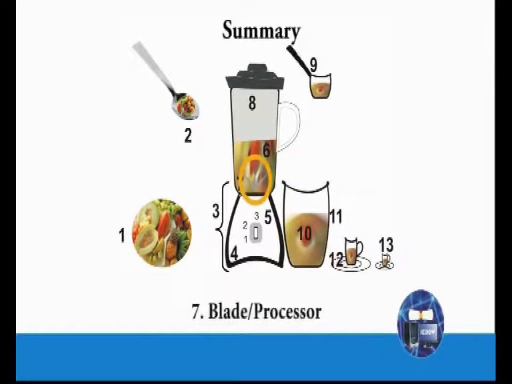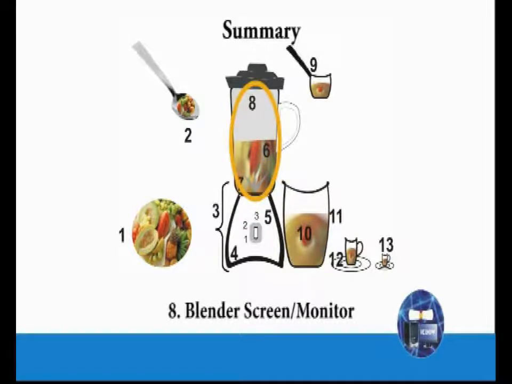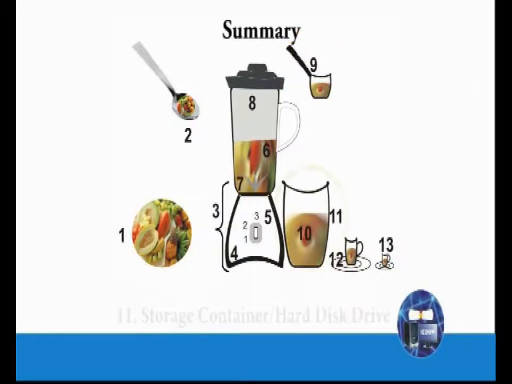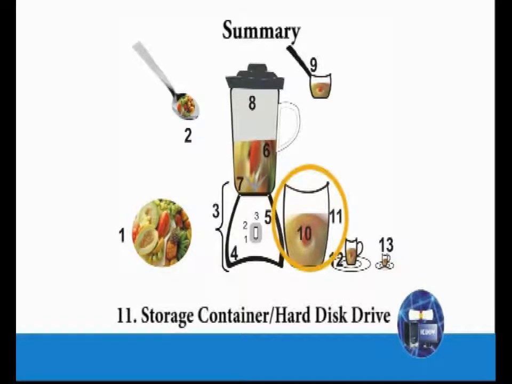Take blender blade as processor. The blending screen as monitor of the computer, which we see and control how our data is processed. The spoon or other device to offload the blended juice is an example of output device. The container to offload the juice into is the hard disk drive.